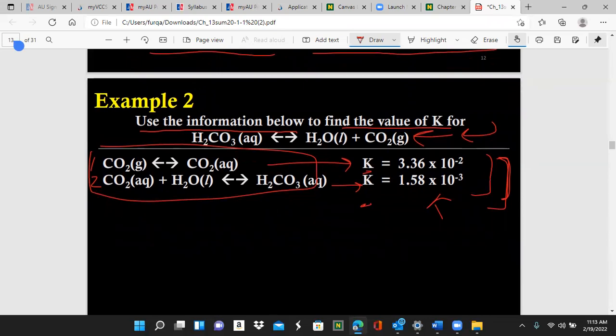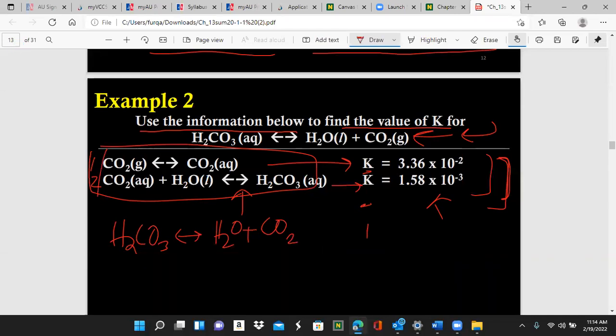So in order to get the desired equation, I have to flip this equation, reverse this equation here. And when I do that, then it's going to become H2CO3, and that's going to go into H2O plus CO2.